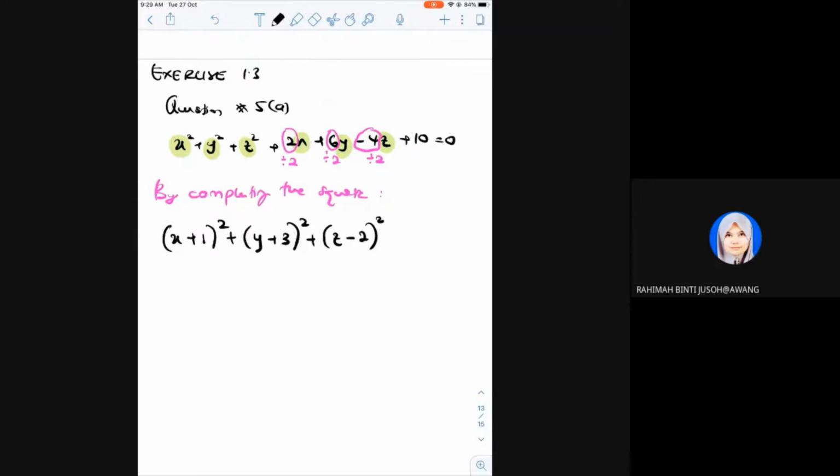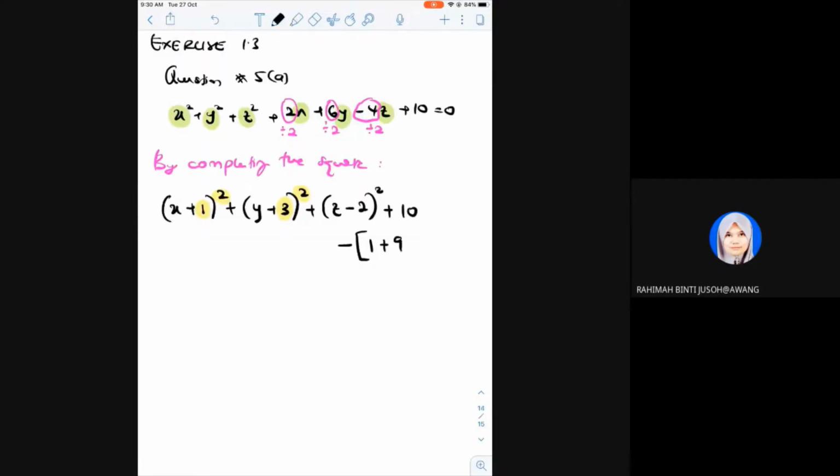Plus 10, just copy it down, and then minus. Open the square bracket. Next, 1 square is 1. Plus, now 3 square is 9. Next, negative 2 square becomes plus 4. So equals to 0, like this.